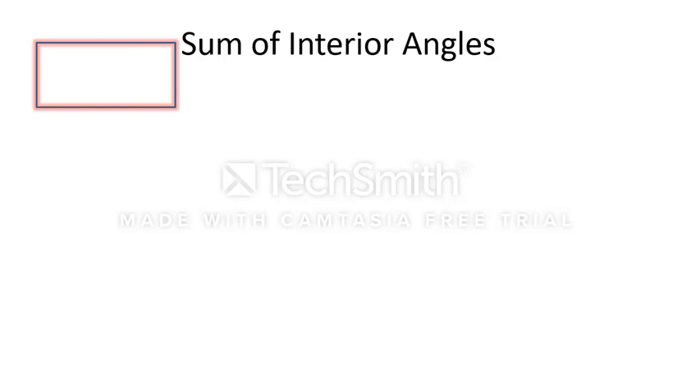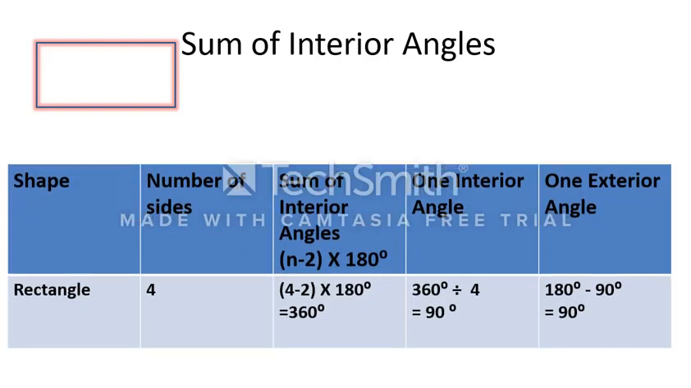Now let's recap what we learned in our video lesson number 2, where we learned how to calculate the sum of interior angles. If our shape is a rectangle, it has 4 sides. The formula that is used to find the sum of interior angles is n minus 2 multiplied by 180 degrees. As a rectangle has 4 sides, we will replace n with 4. After doing the calculations, we find the sum of interior angles in a rectangle as 360 degrees.